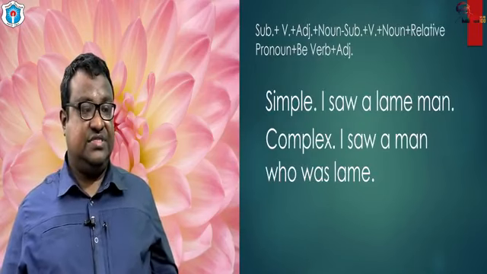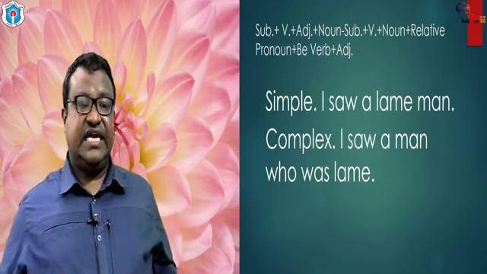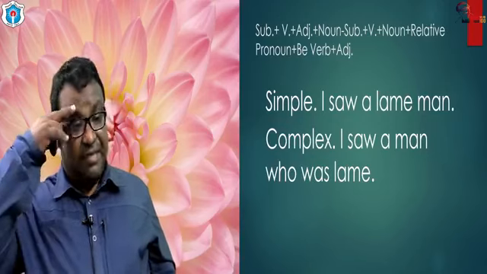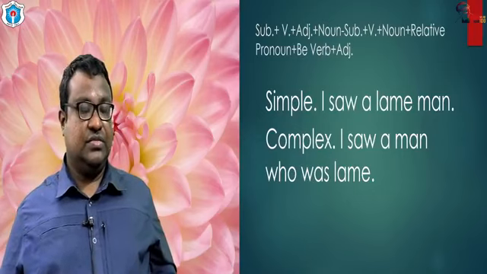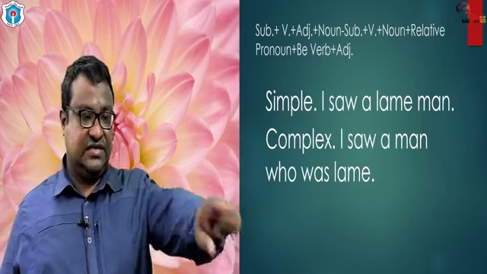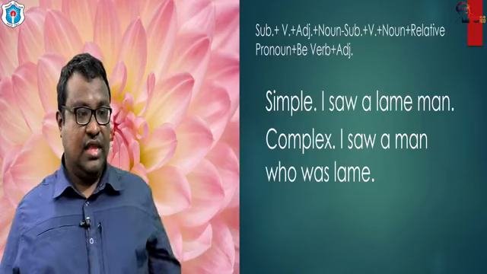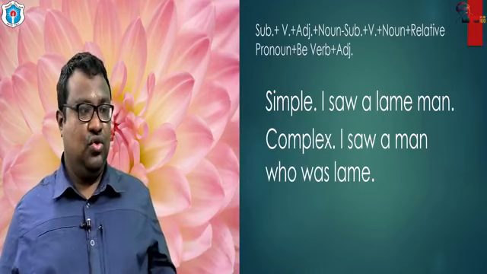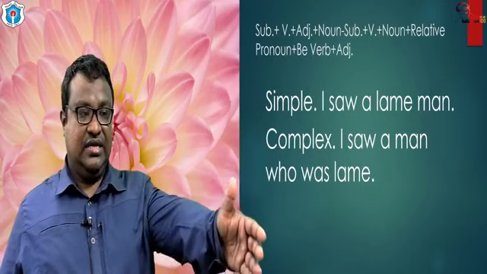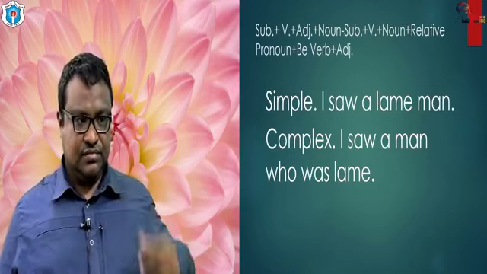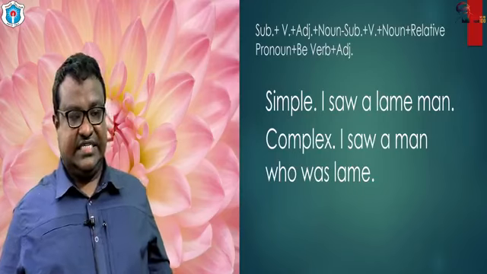Then see, subject plus verb plus adjective plus noun. So a simple sentence having an adjective. I saw a lame man. Of course it will be turned into complex with a relative pronoun. The formula is I saw a man, subject plus verb plus noun, then the relative pronoun will come, who, then we will use a be verb, who was lame, and then we will bring the adjective.